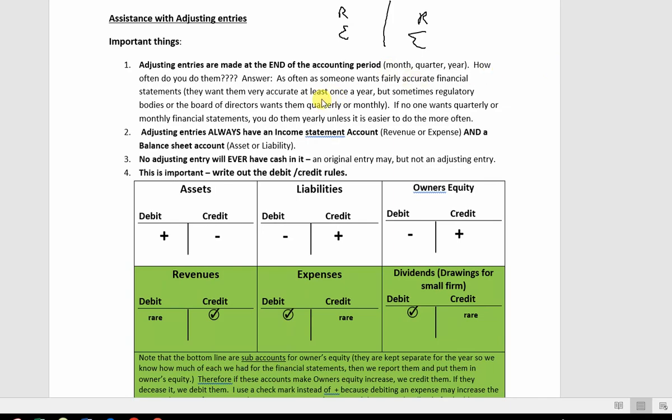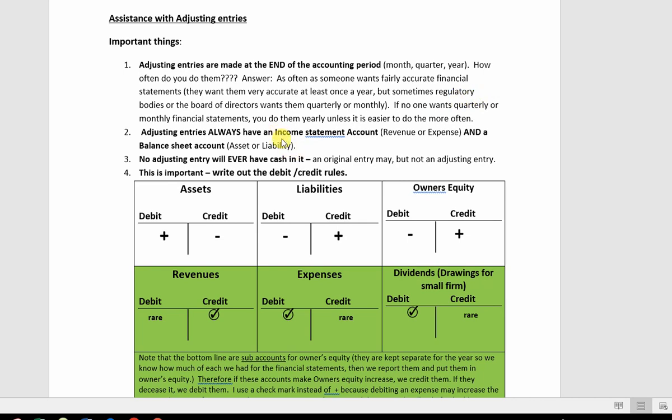So basically you can make them at the end of the month, quarter, or year. We have to make them yearly. Depending on if management wants financial statements for the month or the quarter, you may have to make them more, but we need them at least yearly.